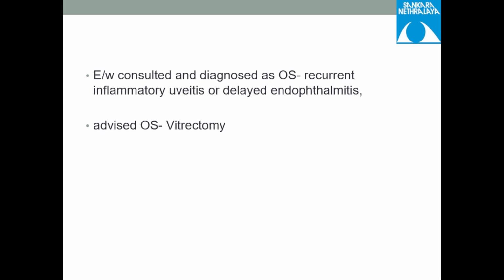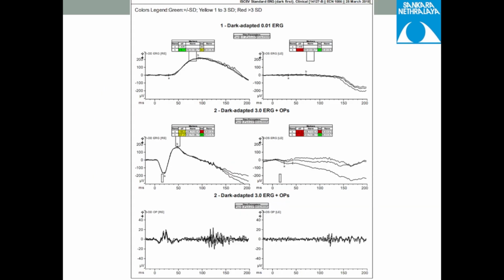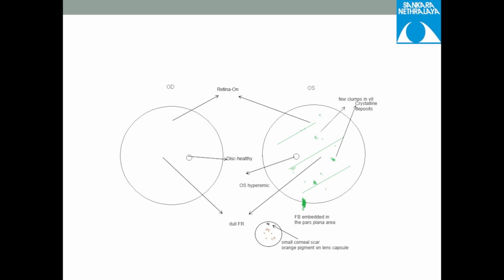Elsewhere, he consulted and was diagnosed as a case of recurrent inflammatory uveitis or delayed endophthalmitis and was advised vitrectomy. He came here for a second opinion, and upon examination, we found the vision was 6/6 N6 and 6/9 N6 in the right and left eye, respectively. IOP was 10 and 8 millimeters of mercury, and his full field ERG was extinguished in the left eye. Upon examination, the fundus was unremarkable.